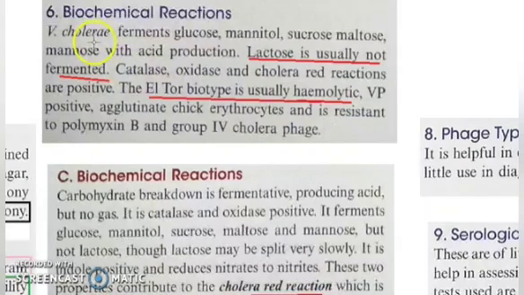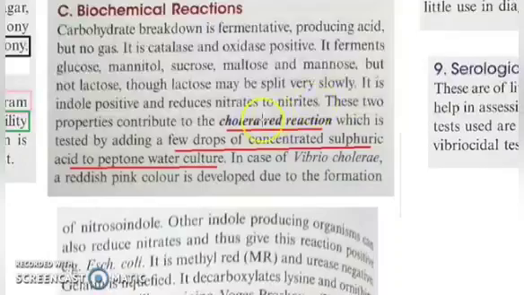Biochemical reaction: we have already seen that lactose is not fermented by any Vibrio cholerae. El Tor is a slightly different biotype. Their VP will be positive and it will also do hemolysis. The other Vibrio cholerae are VP negative and there is no hemolysis. Only El Tor differs in these two. Then you have something called the cholera red reaction. When you add sulfuric acid to the peptone water culture, you will get a red reaction.